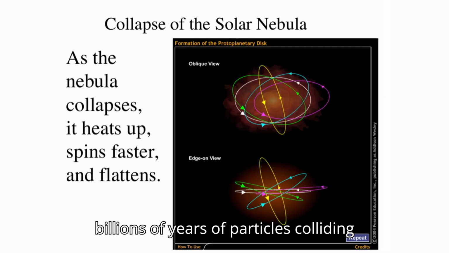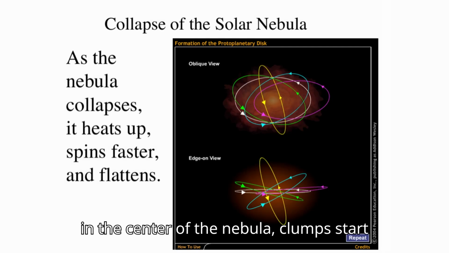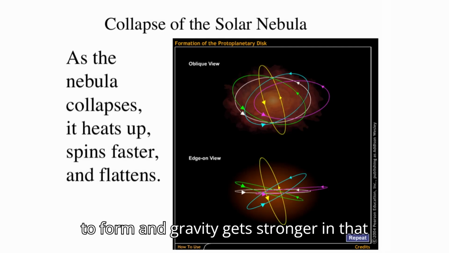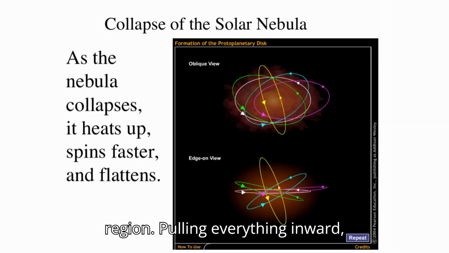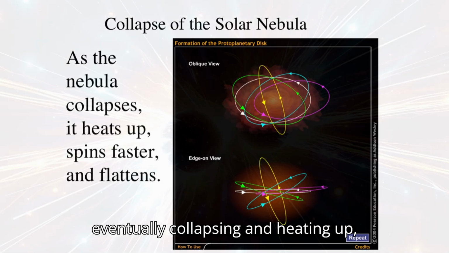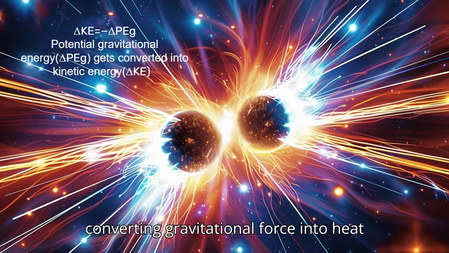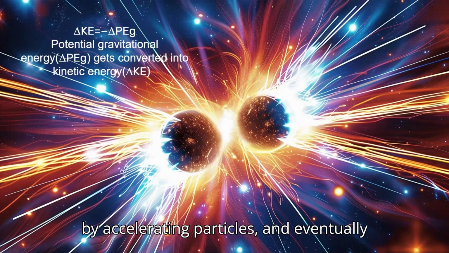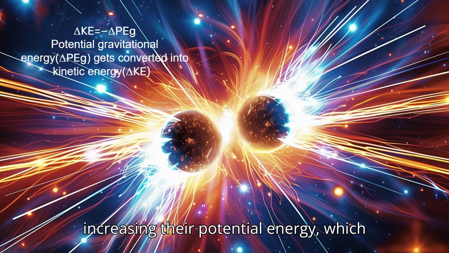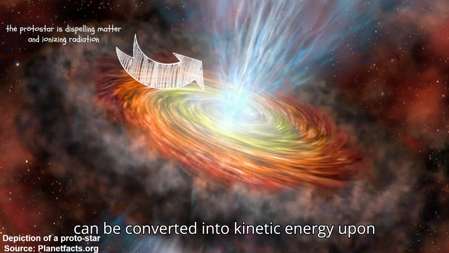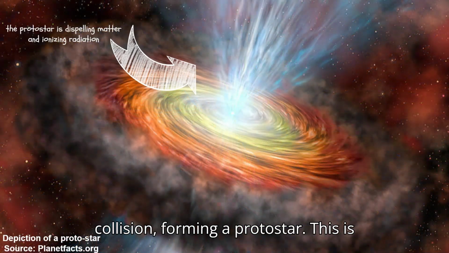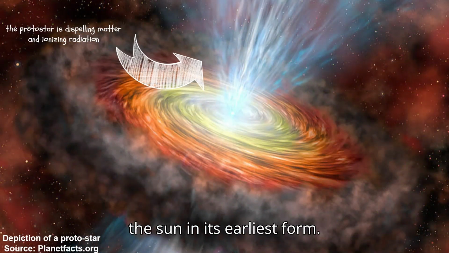After billions of years of particles colliding in the center of the nebula, clumps start to form, and gravity gets stronger in that region, pulling everything inward, eventually collapsing and heating up, converting gravitational force into heat by accelerating particles and eventually increasing their potential energy, which can be converted into kinetic energy upon collision, forming a protostar. This is the sun in its earliest form.